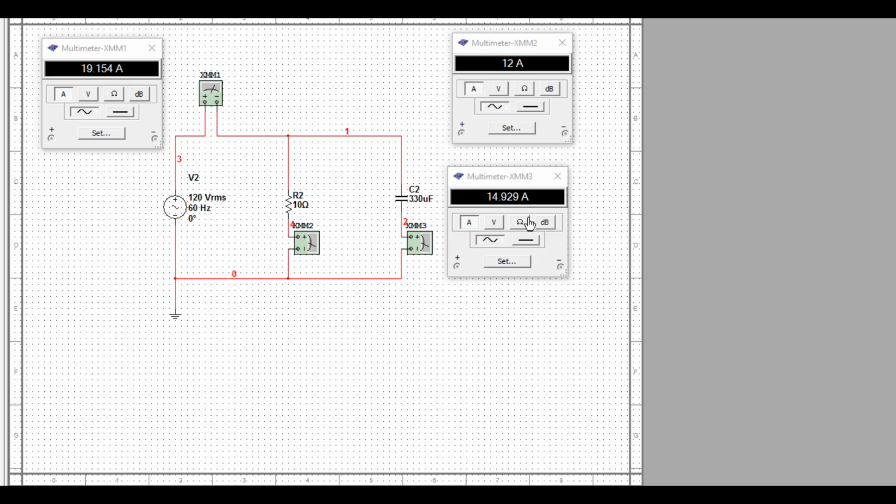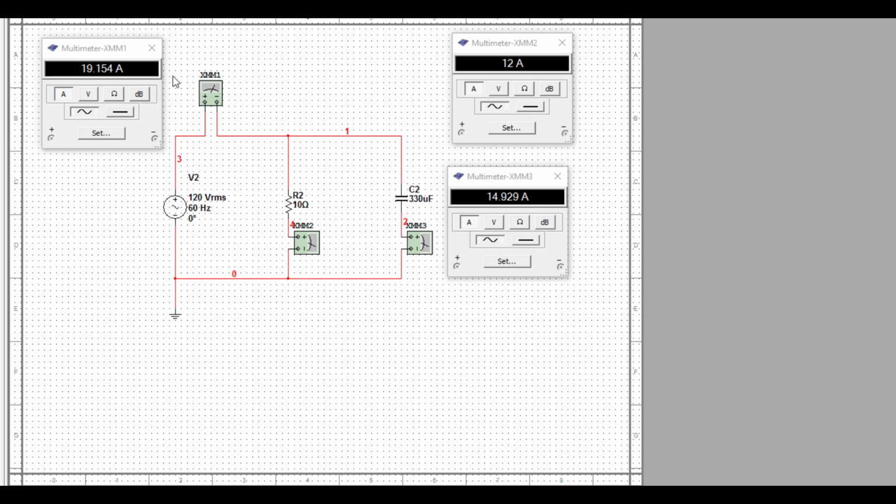Over here is where we have our capacitive branch, and this is the current that flows as a result of the reactance of this 330 microfarad capacitor. And that's going to be a leading current. So that current is going to be leading the applied voltage, as we know, because of the ICE relationship. We are going to have leading current, and that's 14.9 amps.